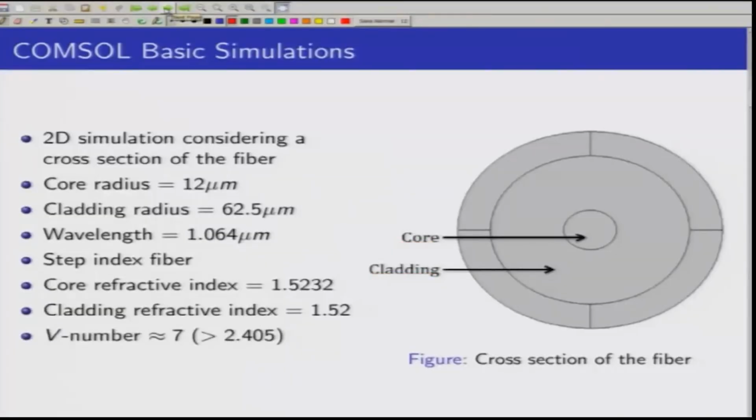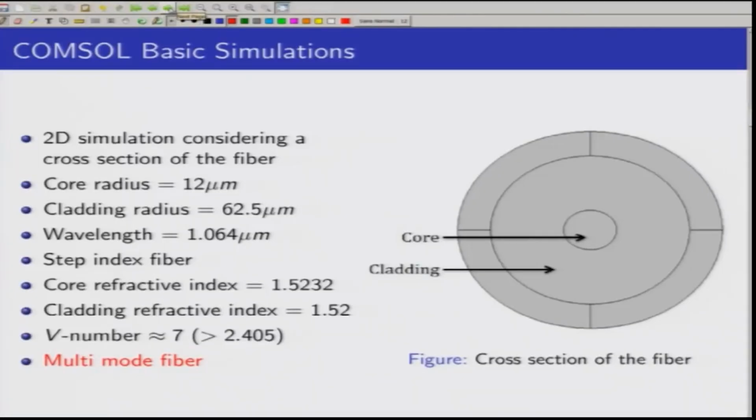Now, hoping that you have calculated the V number, let us see the results. The V number for this fiber is approximately equal to 7, which is definitely greater than the value 2.405 that we discussed in the earlier slides. Hence, we can comment that this is a multi-mode fiber.